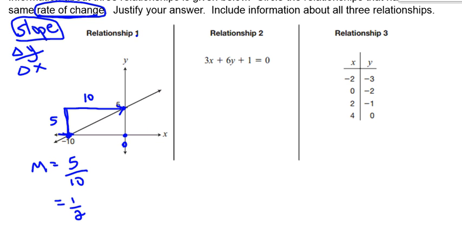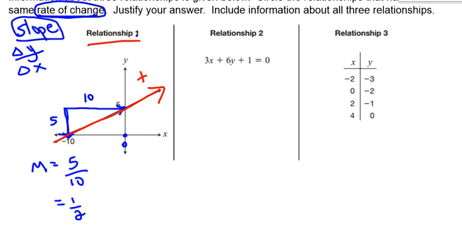And it's always a good idea to just keep this in mind, that the line from left to right is going up, which means it's positive, and my answer is positive. So I want to make sure I get that right. So here the slope is 1/2 or 0.5. So that's the rate of change for relationship 1.